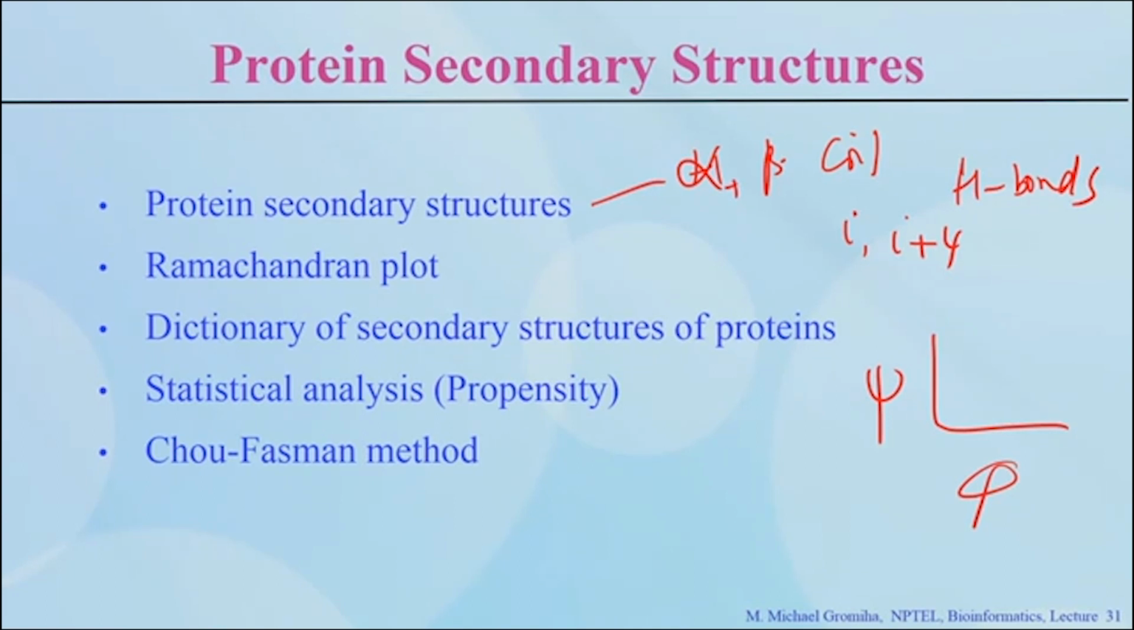Then what is DSSP? Dictionary of secondary structure of proteins. How do they derive the secondary structure? Based on hydrogen bonding patterns, because the hydrogen bonding patterns are known for the alpha helices, the beta strands or turns. They use these hydrogen bonding patterns. DSSP derived 8 classes, including different types of helices. What are the different types of helices? 3-10 helix, alpha helix, 5 helix, and pi helix.